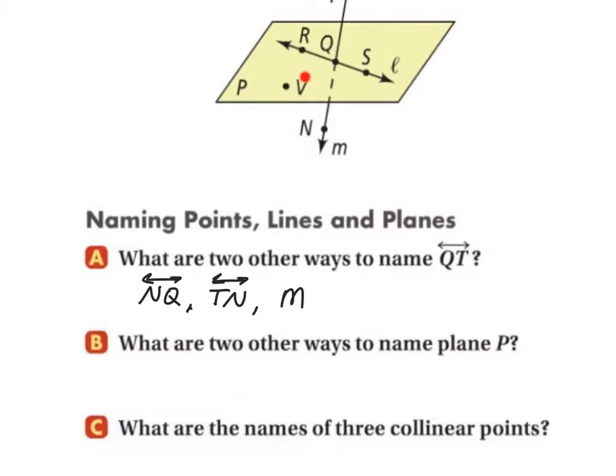But if I put point V into the mix, I could then get plane RVQ, that would work, or I could say plane VQS, that would work. Of course, there are other combinations of those points that I could use, but point V has to be in there because that is the one that is non-collinear.